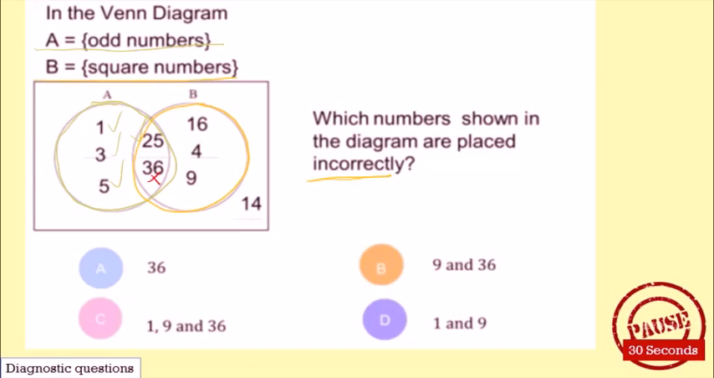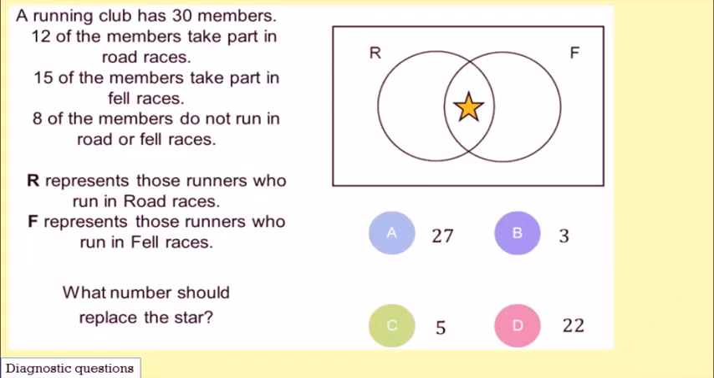Okay, square numbers. So 4 times 4 is 16. 2 times 2 is 4. 3 times 3 is 9. 5 times 5 is 25. 6 times 6 is 36. But because it wasn't an odd number, it was placed in there incorrectly anyway. So the only number that is incorrect in that diagram is 36. Okay, brilliant. You're doing really well.